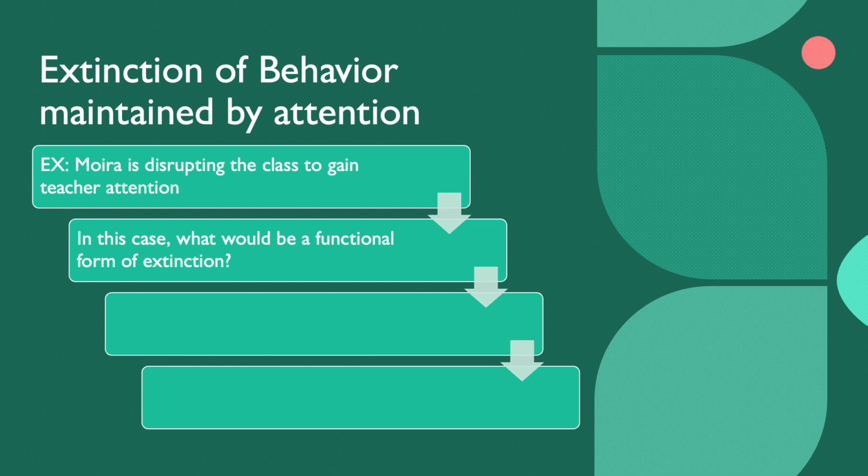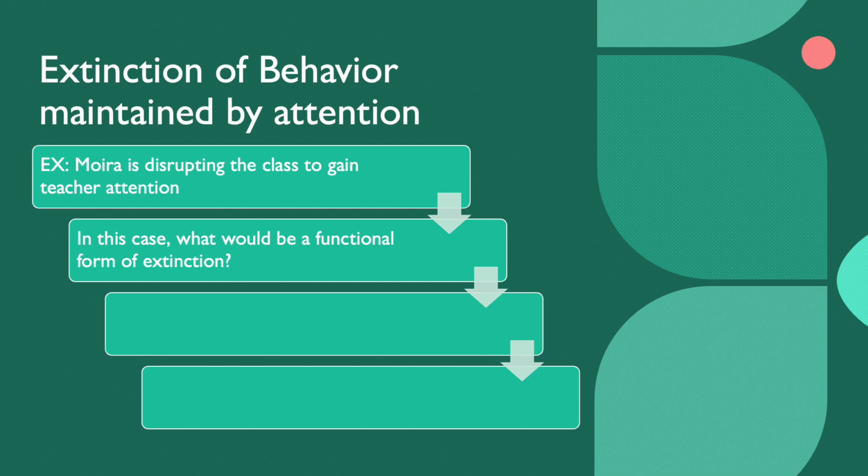Okay, so let's say that you do want to implement an extinction procedure and the behavior is maintained by attention. What would that procedure look like? We just talked about it earlier. So we said that Moira is disrupting the class to gain teacher attention, meaning the function is attention. In this case, what would be a functional form of extinction?